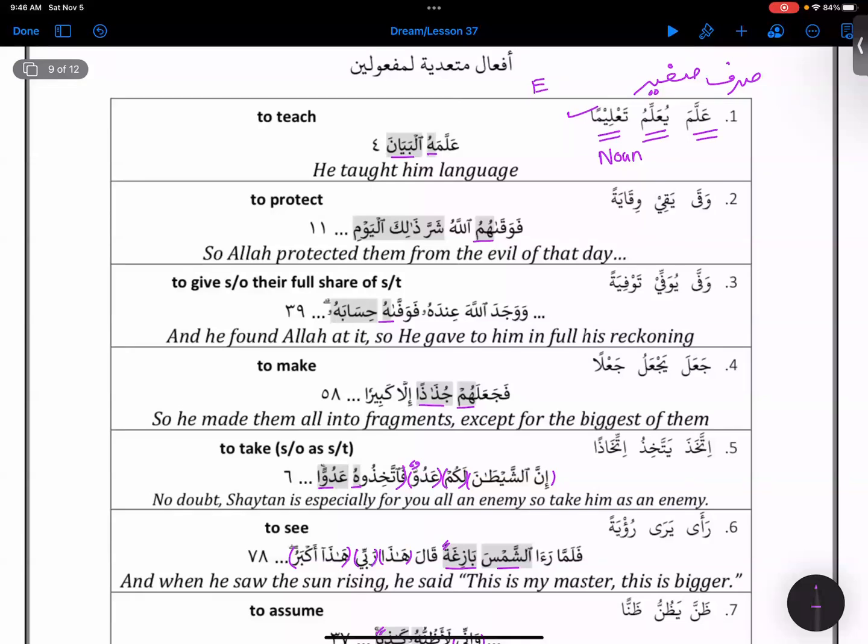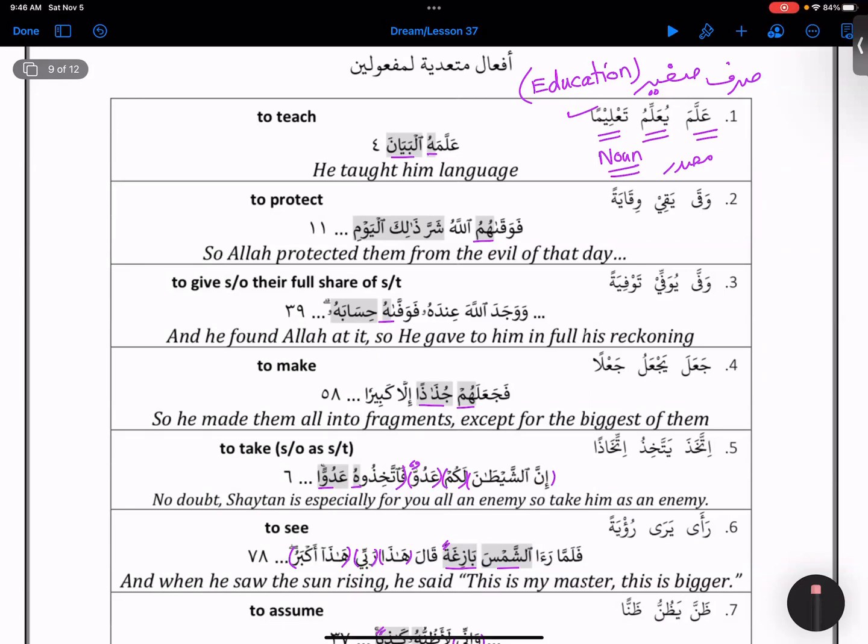So allama, he taught. For the name of the action, I can say teaching or I can say education, right? The name of the action is basically called a noun, or in Arabic, masdar. So inshallah, very soon we are going to start sarf, and this is how we are going to talk about that. So allama yu'allimu ta'liman, and then one more is added in the sarf. We will do sarf saghir.